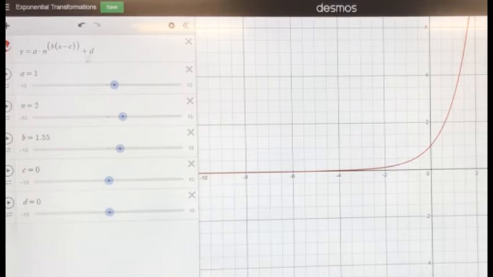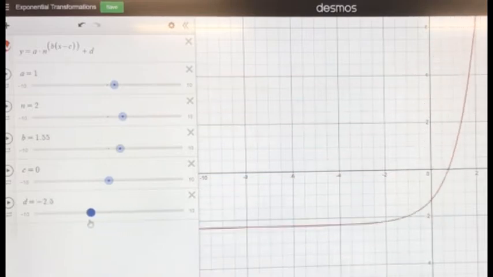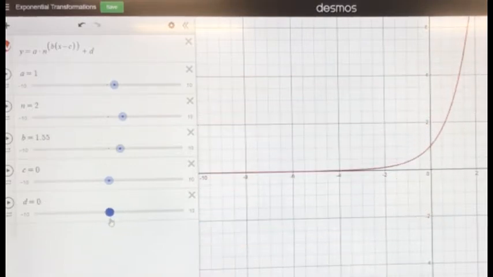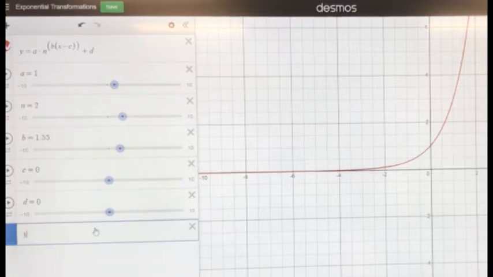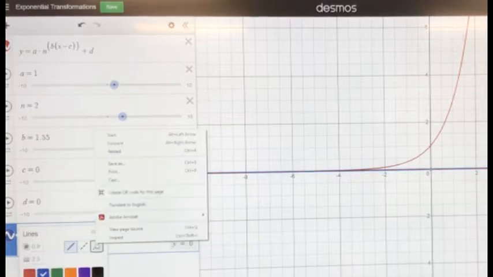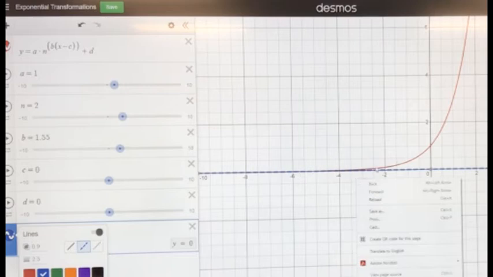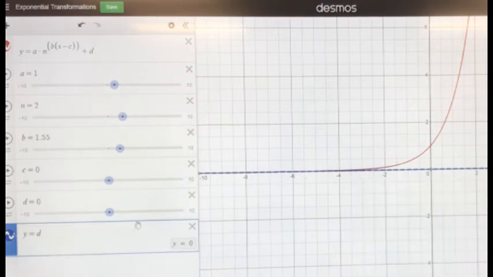If I have a number on the outside, what happens to my graph? It increases, it goes up now. Goes up and down, right? That's the D. Now notice I mentioned that I do have an asymptote here. Y equals D. Y equals my shift. If there's no shift, then y equals 0, because notice how my graph is going to get close to 0, but it's not going to equal it.